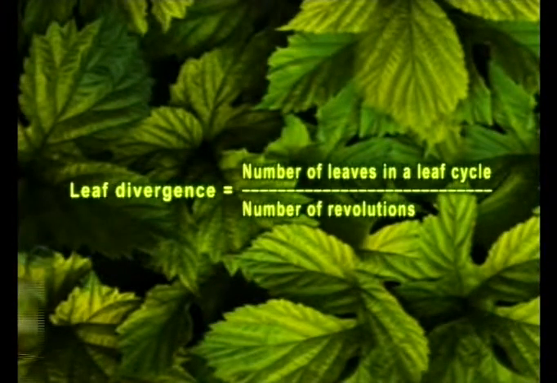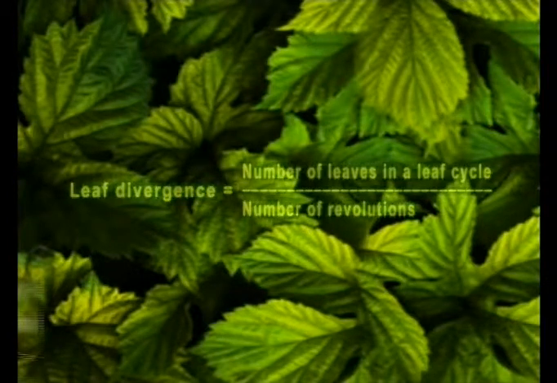If n is the number of revolutions we need to make, beginning at one leaf, until we encounter another leaf at the same level, and if p is the number of leaves encountered during this cycle, then the fraction p divided by n is the leaf divergence that exists in plants. Leaf divergence equals the number of leaves in a leaf cycle divided by the number of revolutions.